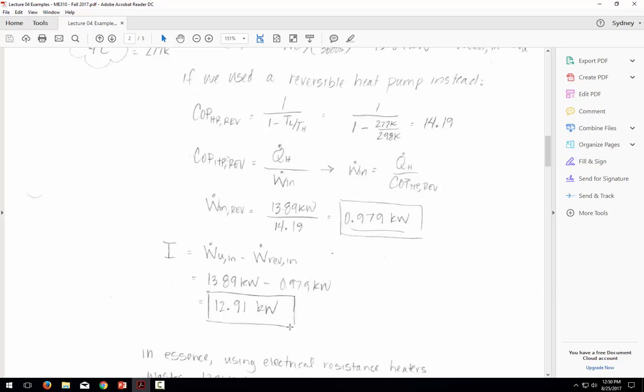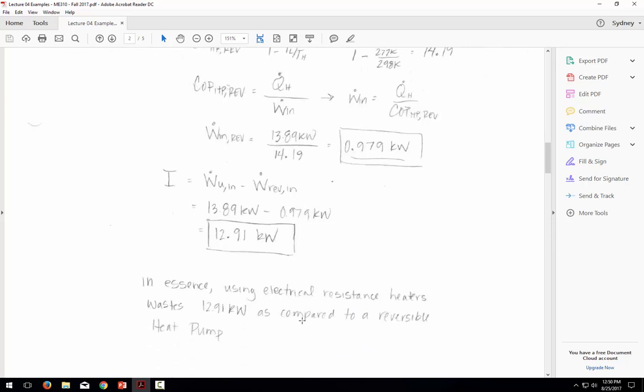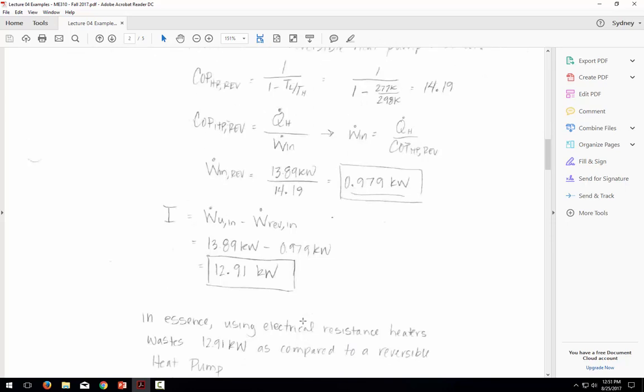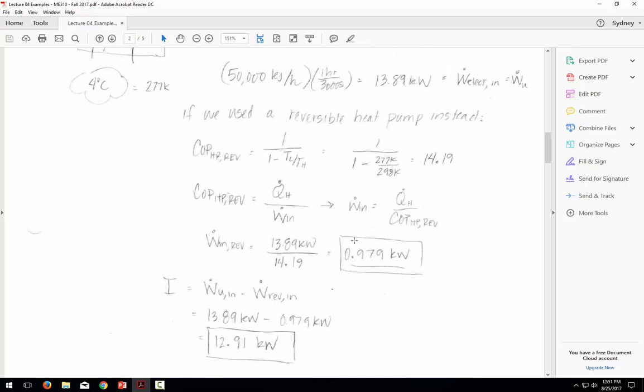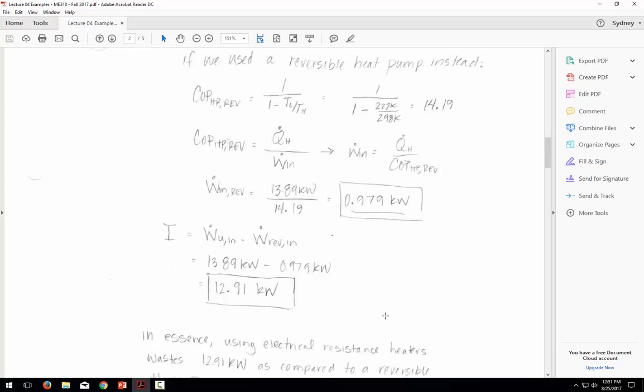So we can never convert that heat entirely back to electricity. We can do some of it with the heat engine, but it's just not possible to regain that heat in a similar fashion. So if instead we're taking a little bit of electricity and some heat in order to heat our home, so 0.979 kilowatts versus 13.89 kilowatts, then we would have a much smaller irreversibility associated with the process. So our irreversibility in this case with a reversible heat pump would be 0.